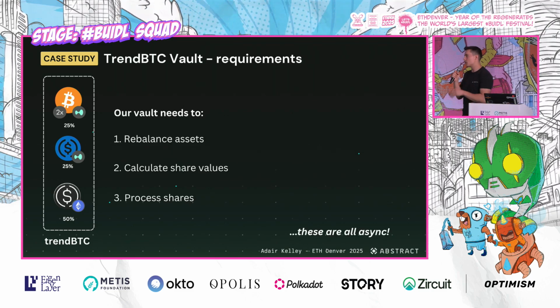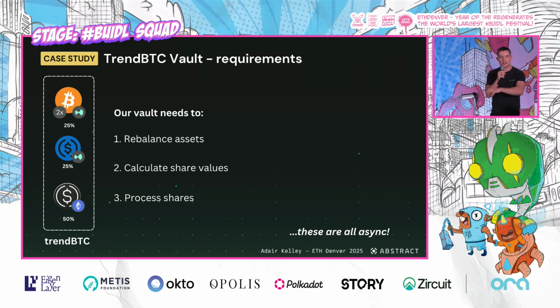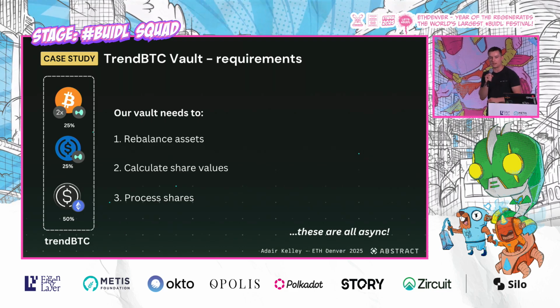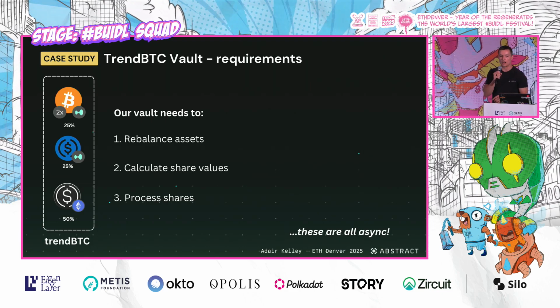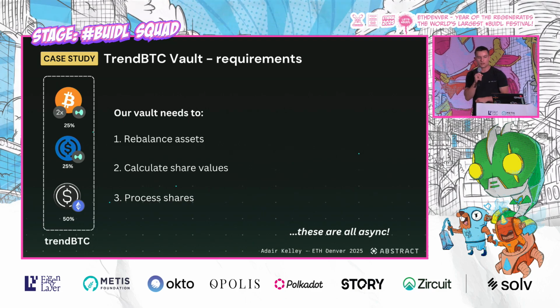So what are the requirements for a trend following vault? One, it needs to be able to rebalance your assets across multiple chains. Here we just have two. We have Hyperliquid and Ethereum. And those rebalances will be calculated based on the signal for the day.